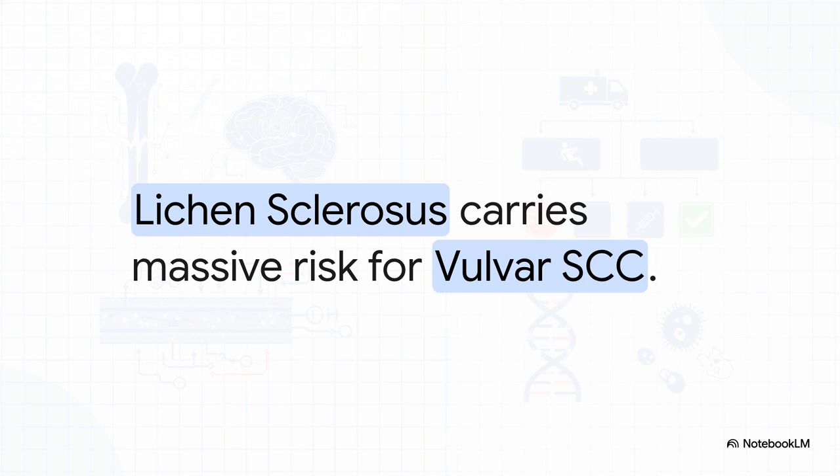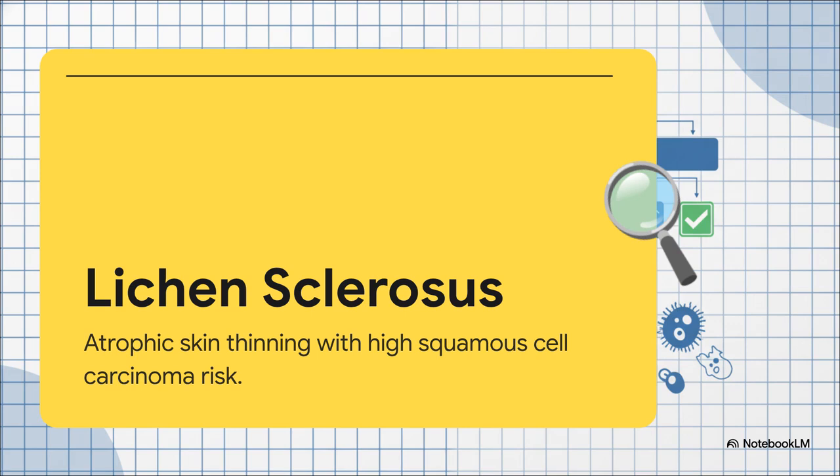Lichen sclerosus carries a massive recognized risk for malignant transformation into vulvar squamous cell carcinoma. Because of this massive oncologic risk, the management algorithm strictly mandates an initial punch biopsy of any suspicious lesion just to rule out malignancy. Following a benign biopsy, the patient requires lifelong management with high-potency topical corticosteroids like clobetasol to halt the architectural destruction. To wrap up this module, take a look at our variance box.